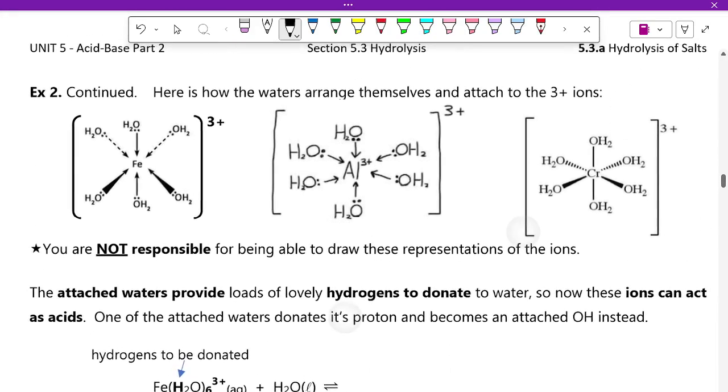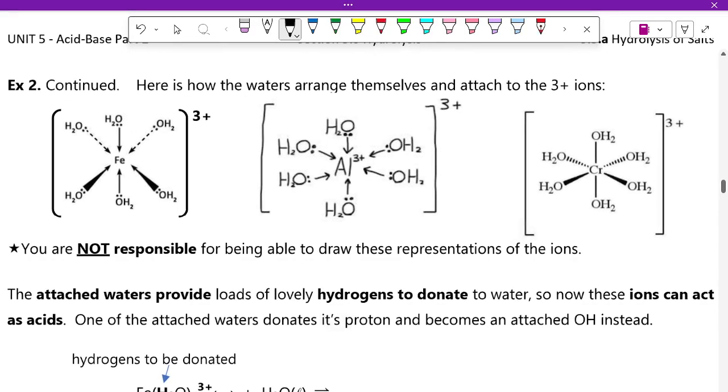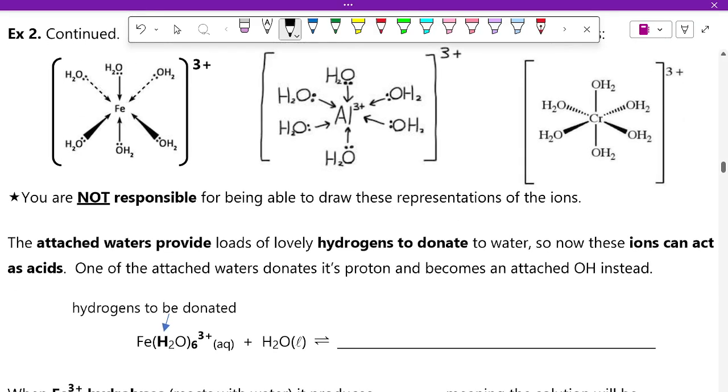Here is how the waters arrange themselves. The lone pairs on the oxygen slot into some empty orbitals on the metal ions. You are not responsible for these drawings. The only thing you need to know is that the attached waters provide loads of lovely hydrogens to donate. So now these guys become acids.